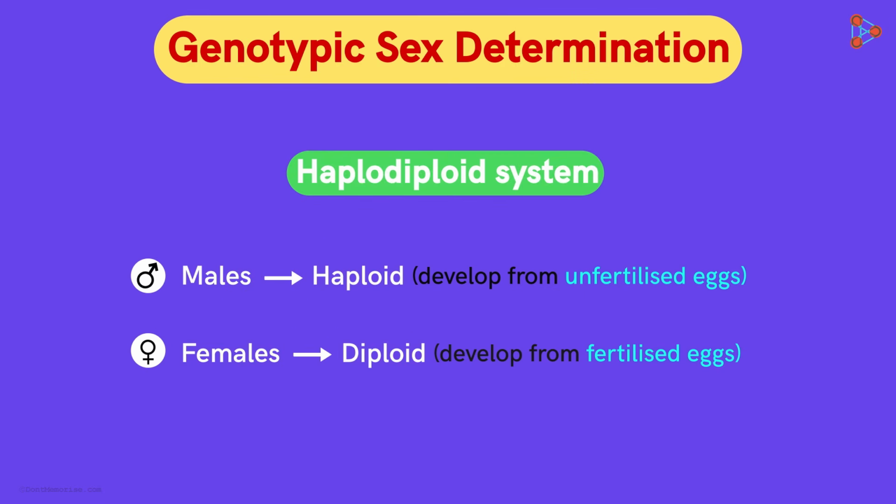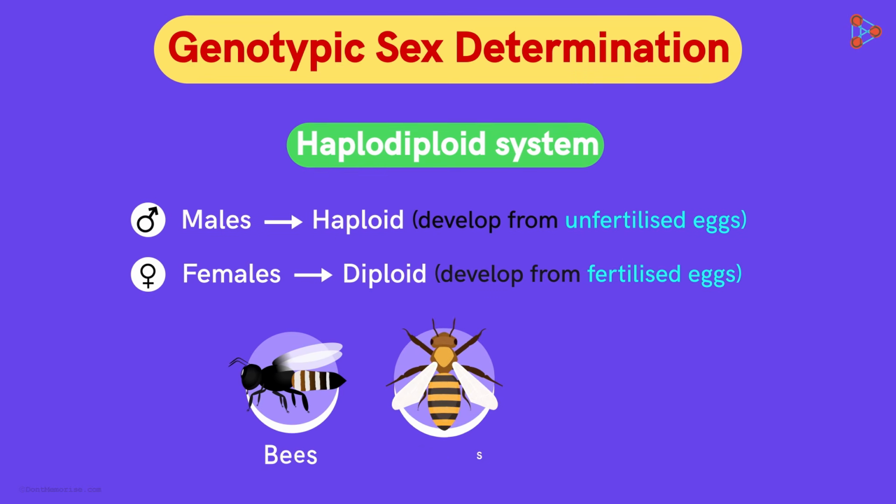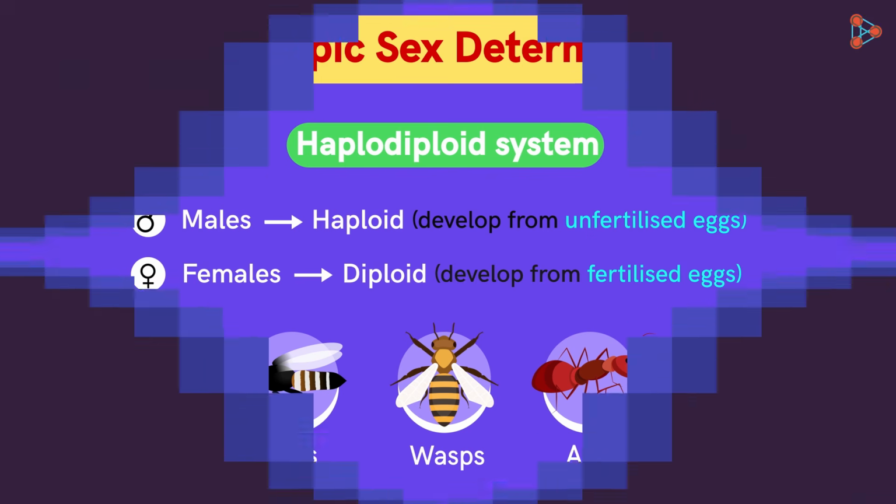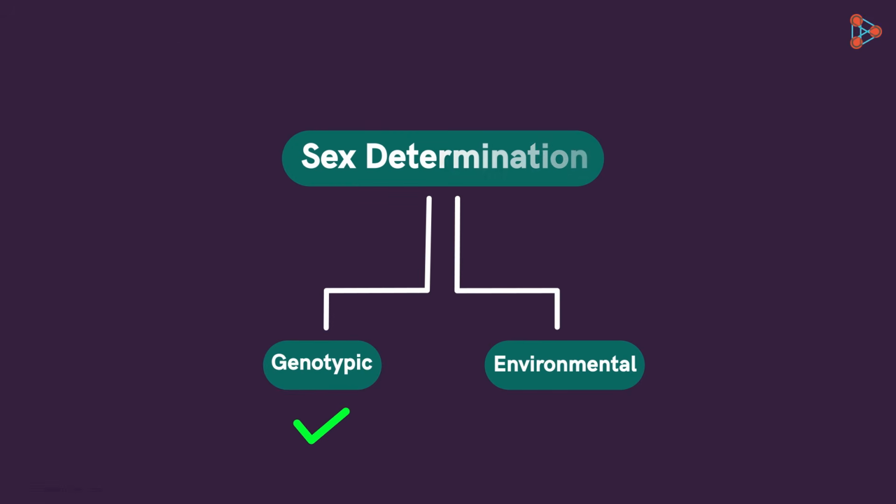This system is predominantly found in the lower members of the animal kingdom like insects. Bees, wasps, and ants exhibit haplodiploidy. There are a few more types of genotypic sex determination prevailing in nature. But for now, we will deviate towards the next type of sex determination, which is environmental sex determination. Let's learn about that in the next part.